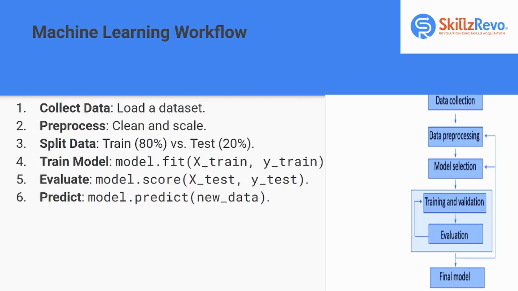Firstly we collect the data, after that we do pre-processing on that data, then we split the data into training and testing. 80-20 is the ratio for splitting our data: 80% of the data we use for training and 20% for testing. Then there is training the model, evaluating the model, and the final thing, predicting with the model. Then we can do fine tuning of that model, and then deployment. So this is the machine learning workflow.